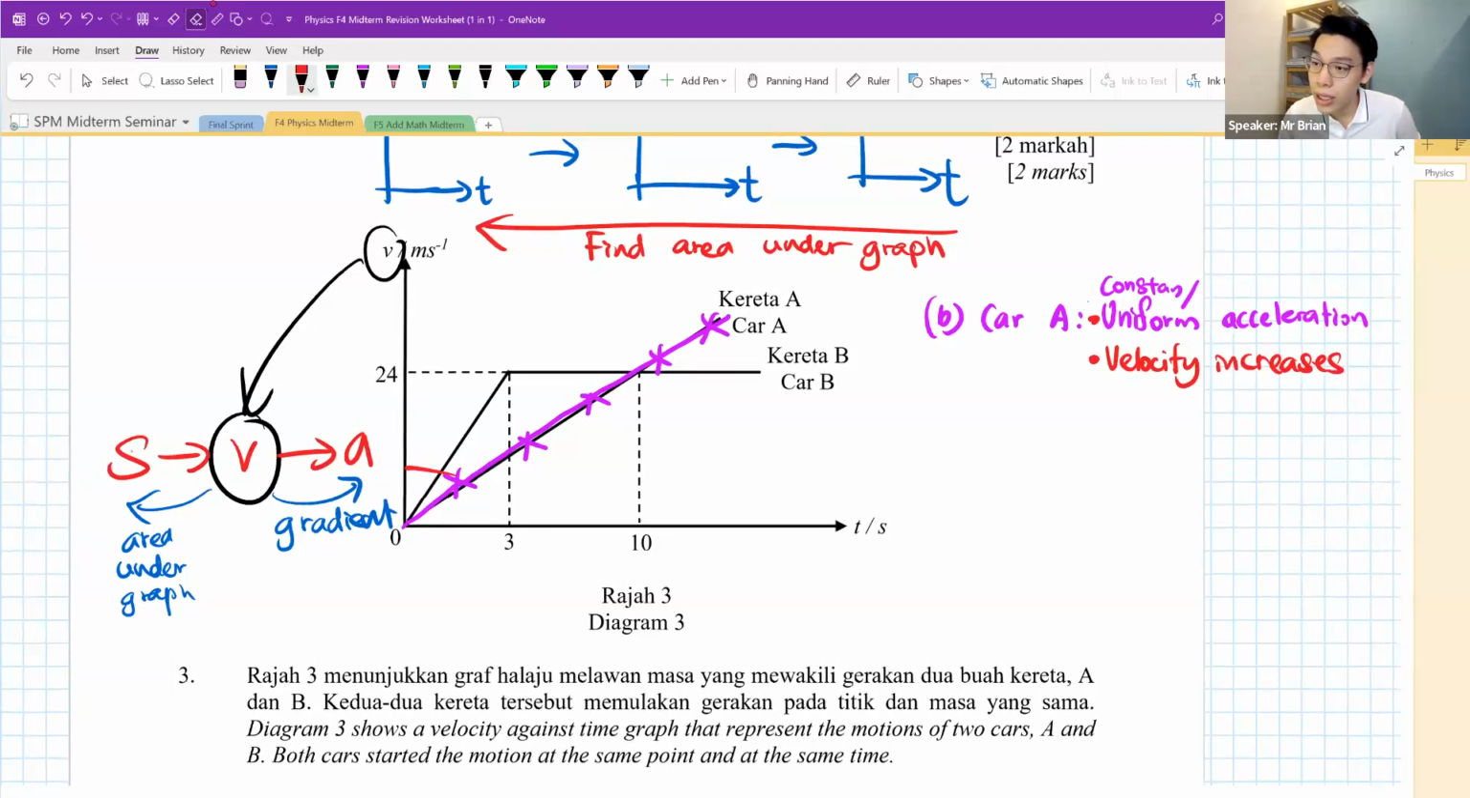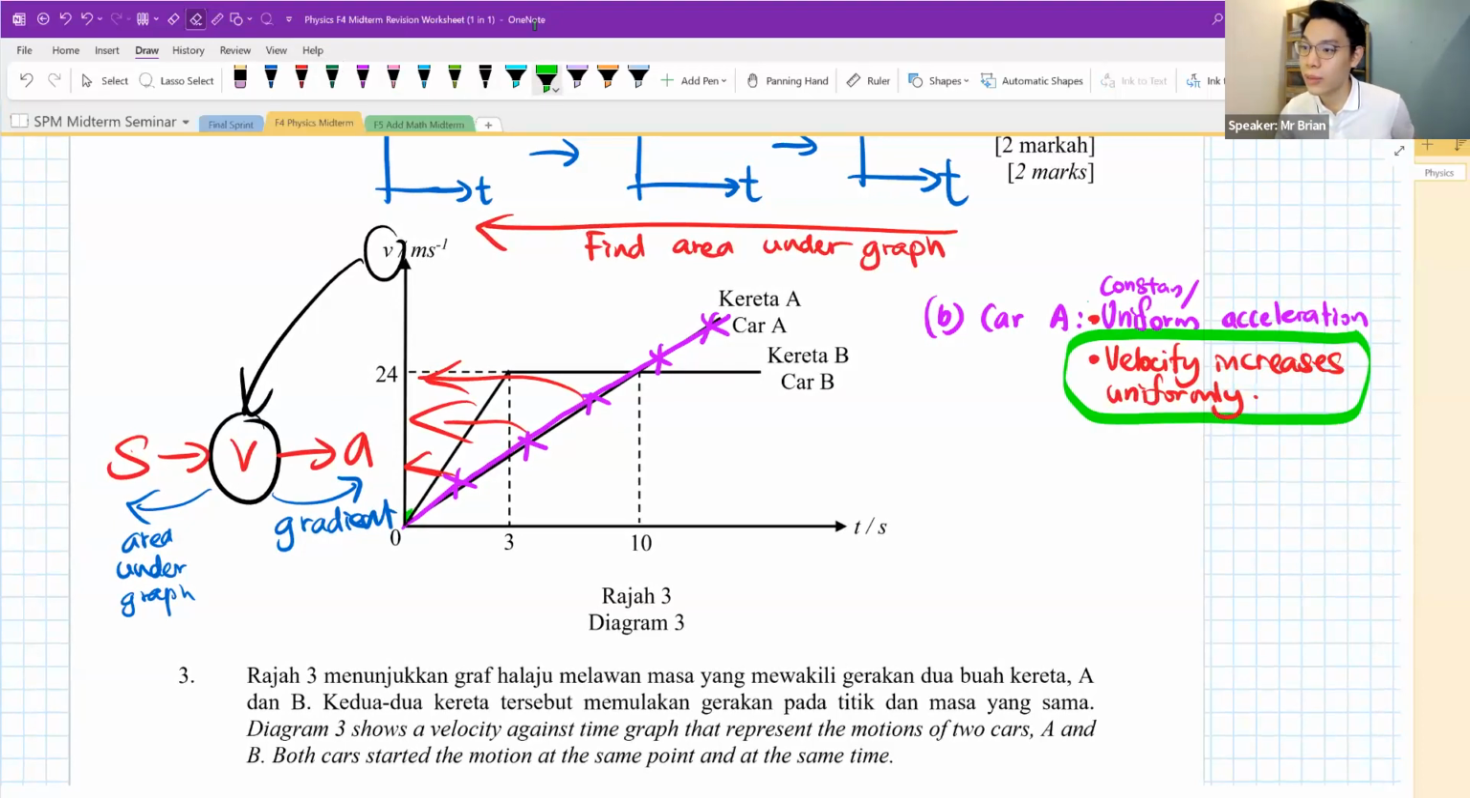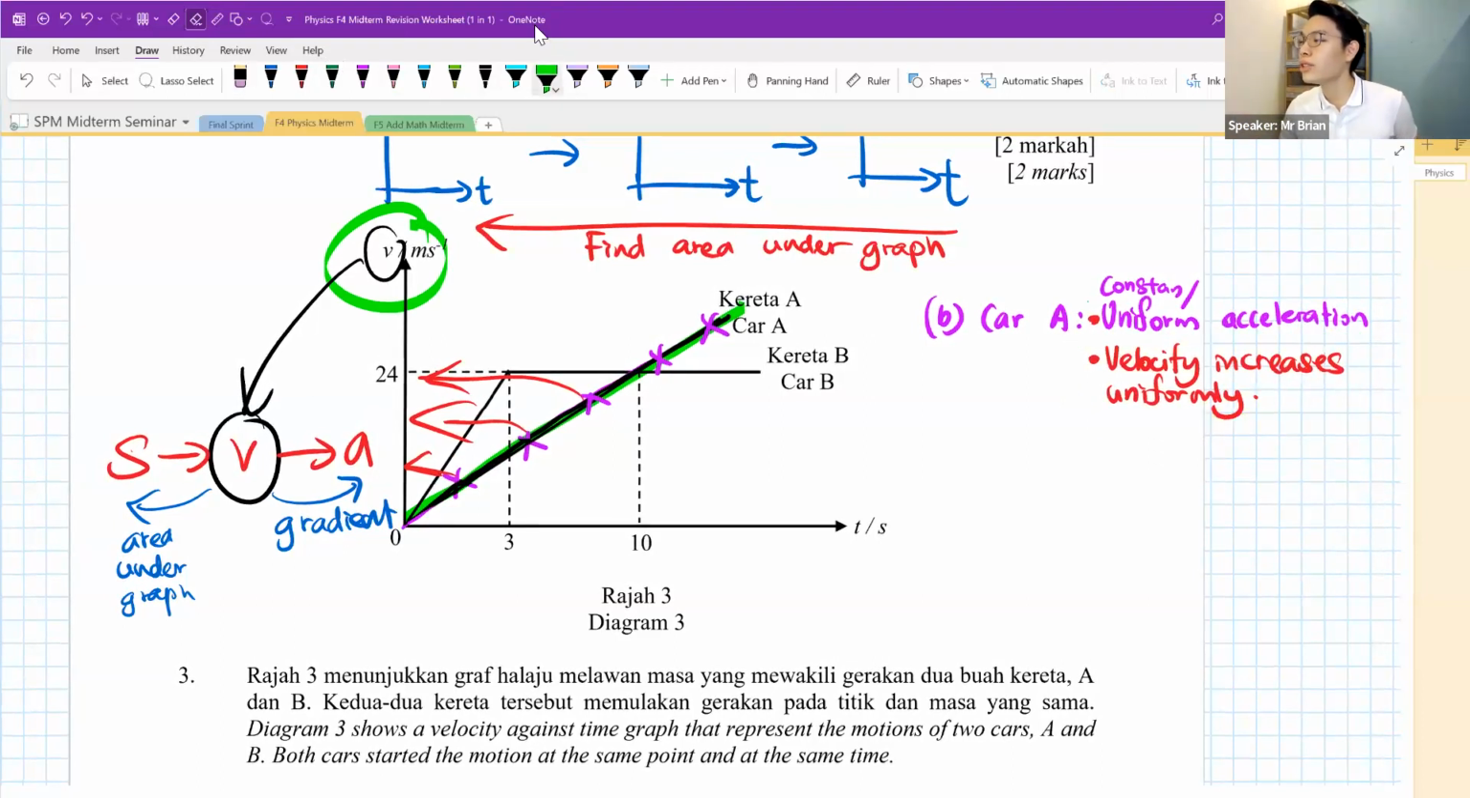Right? You see the V keep on increasing, but it increases at a very consistent rate. So some people will start to ask me, teacher, I know this one come from where, because I see the graph keep on going up, and this is velocity graph. So the velocity keep on going up. But how do you know it's uniform? How do you know uniform acceleration?